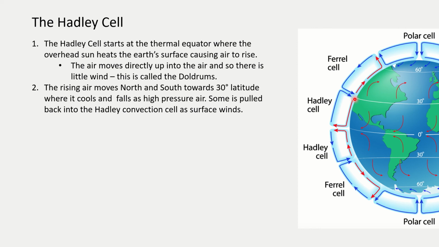Some of this air is pulled back into the Hadley cell, and round it goes as a surface wind. That's a wind we experience at the surface of the Earth. Some of the air, however, after it has cooled and fallen at the subtropical high, spreads northwards and feeds the next cell along.